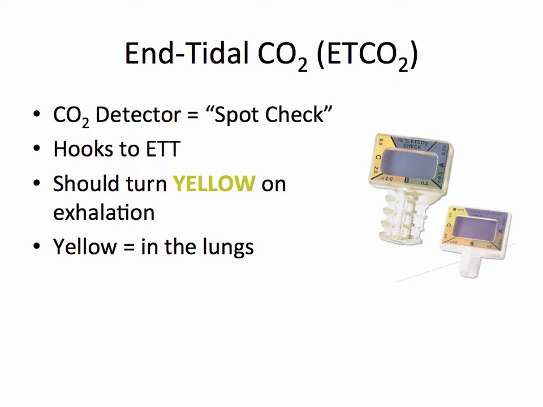There are two different ways to monitor end-tidal CO2. The first is a CO2 detector. This allows for a spot check and hooks to the endotracheal tube. Once a breath is delivered through an ambu bag, the CO2 detector should turn yellow on exhalation. Yellow means that the endotracheal tube is in the airway.